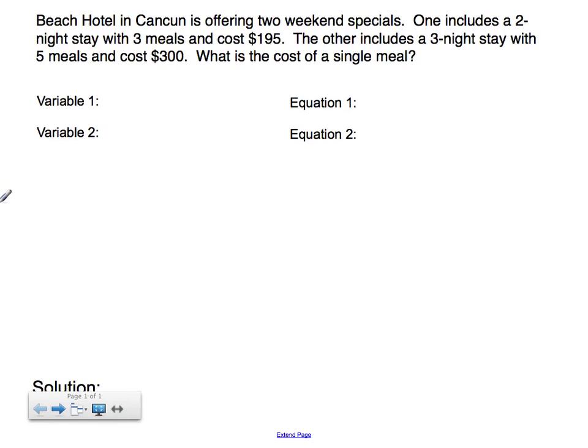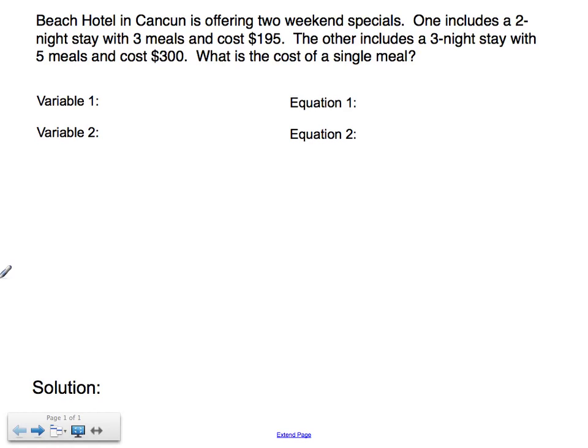Okay, so we're going to look at one of the problems from the worksheet. This one is number 4, I believe, which, by the way, was missing a number in the second sentence. It should say what includes a 2-night stay with 3 meals. That number 3 was missing. So hopefully this will help you out with not only number 4, but the rest of them as well.